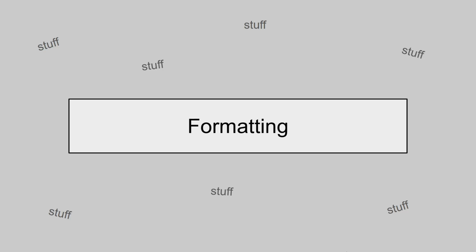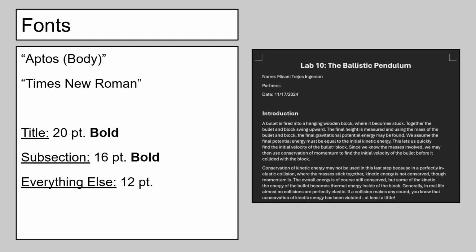The first part of the demonstration section will be on formatting. Starting off with fonts. You should generally use two fonts, the Aptos body font, which is the default font for Word, and the Times New Roman font, mostly because they are pretty commonplace and easy to read. For the different types of text, the title, for example, has a 20-point font size and is bold. The subsections, like this introduction, are 16-point font and also bold, and then everything else should just be 12-point.